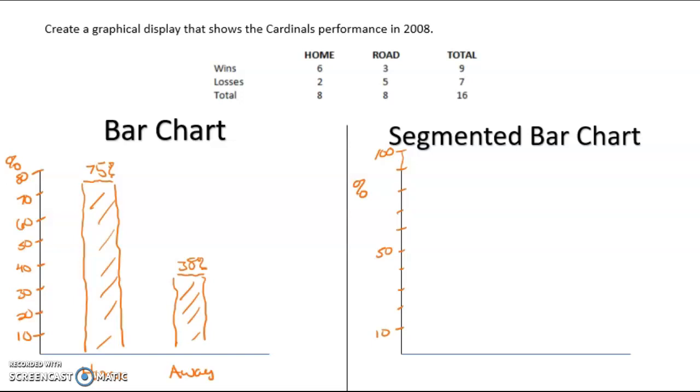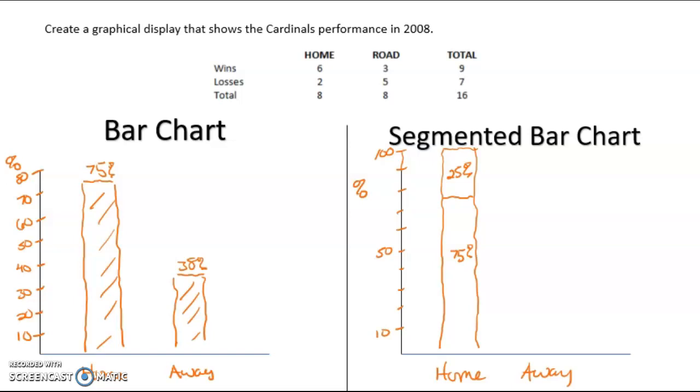The bottom has the same categories: home, away. And check this out, I'm going to put the bar going all the way up to 100. If you put your numbers in here, 75 is going to be right about here. Think about it. This represents 75%, your winning percentage. The losing percentage is going to be the difference, which is 25%.